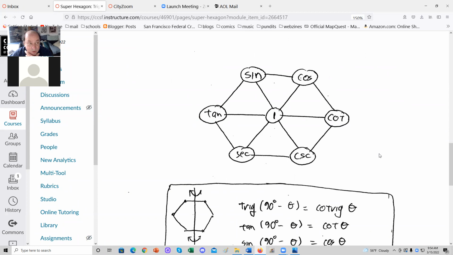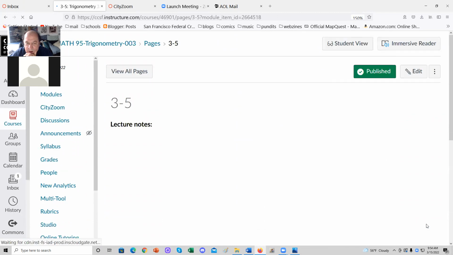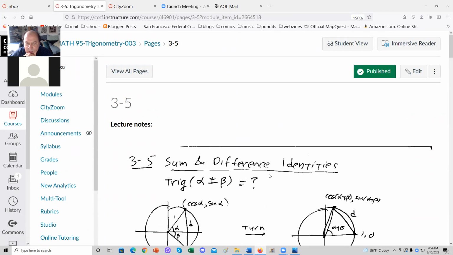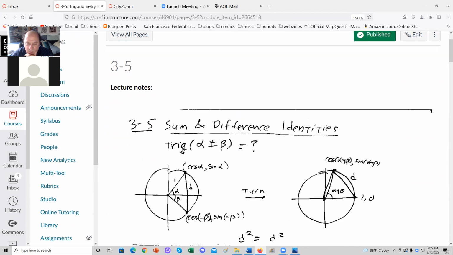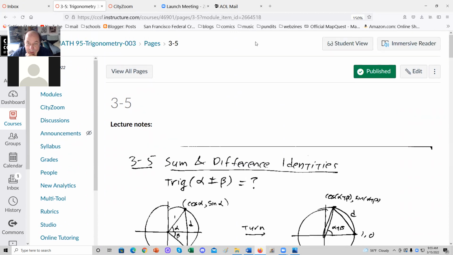I give it to you for your convenience. I think it's kind of cool. And later we'll be going on to more identities, such as the sum and difference identities. Trig function of alpha plus and minus beta equals what? It'll turn out you can write it in terms of trig functions of alpha and beta, and we'll see much more about that as time goes on. Okay, I think that's sufficient for today.